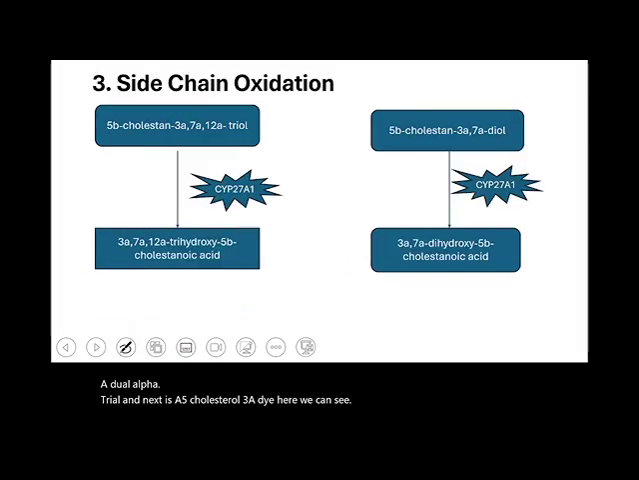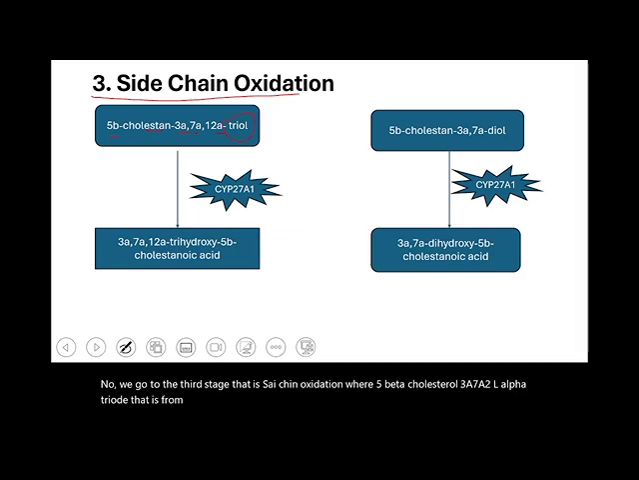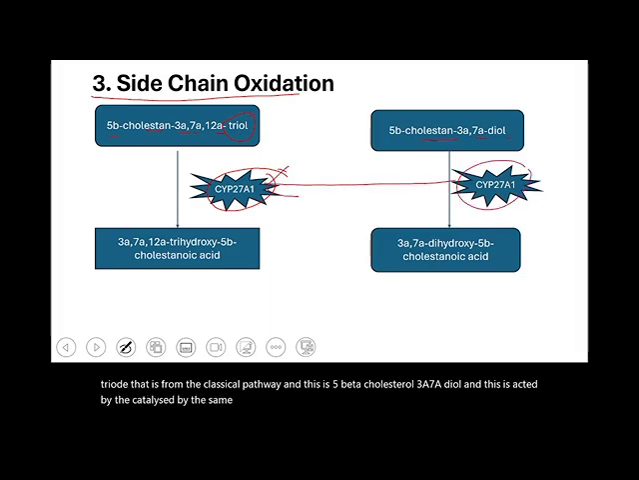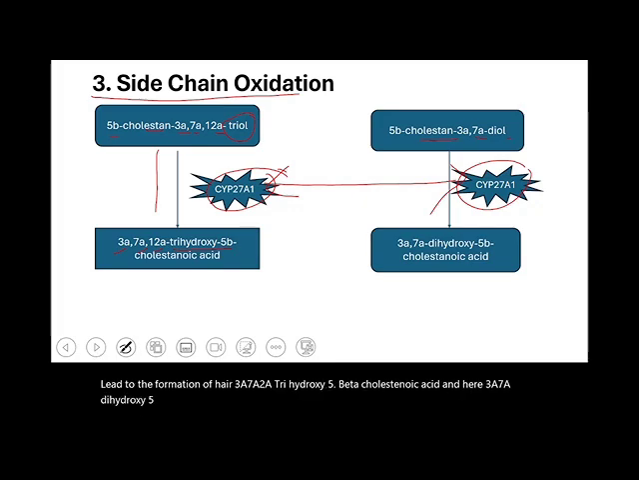Now we go to the third stage, that is side chain oxidation, where 5 beta cholestane 3 alpha 7 alpha 12 alpha triol, from the classical pathway, and 5 beta cholestane 3 alpha 7 alpha diol are acted on and catalyzed by the same enzyme. The same enzyme catalyzes both and leads to the formation of 3 alpha 7 alpha 12 alpha trihydroxy 5 beta cholestanoic acid here, and 3 alpha 7 alpha dihydroxy 5 beta cholestanoic acid here.